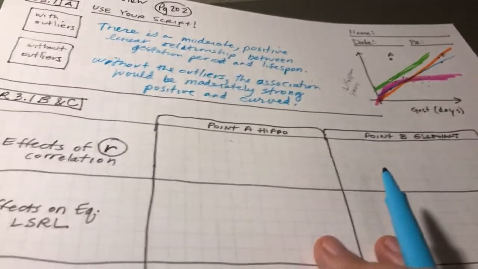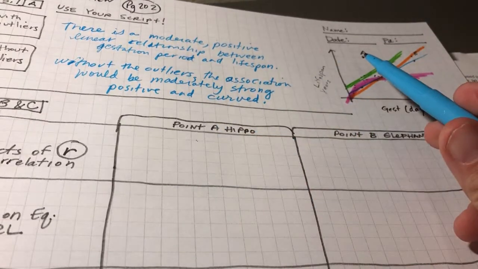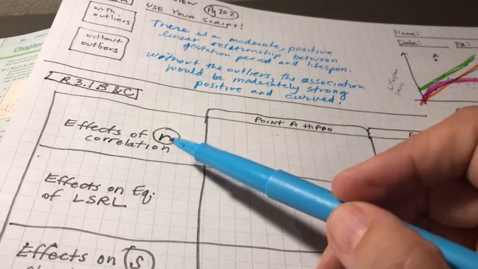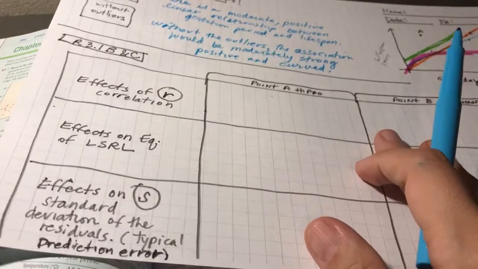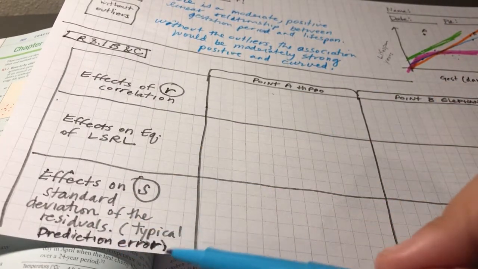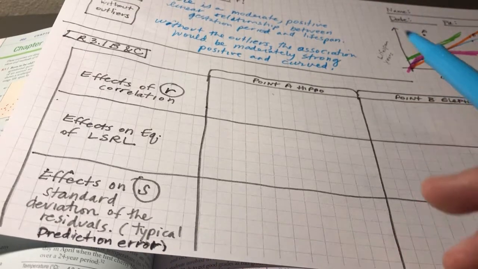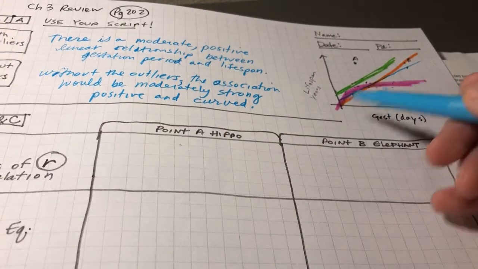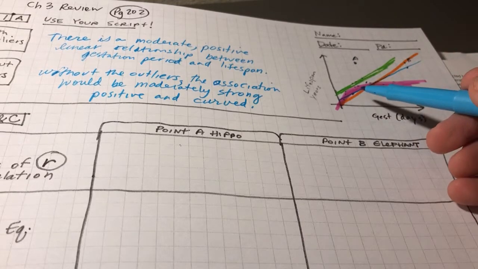So they ask, how does point A in the hippo, that's our hippopotamus, because these were 43 animals, how does point A affect R, affect the least squared regression, and affect S, which is really just the standard deviation of the residuals, or what you also might think of as a typical prediction error. Now, remember the line of best fit is my predictometer. So A is way off my prediction.